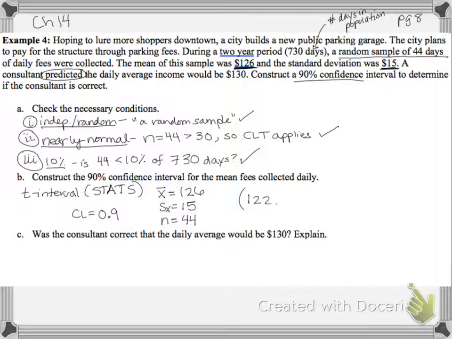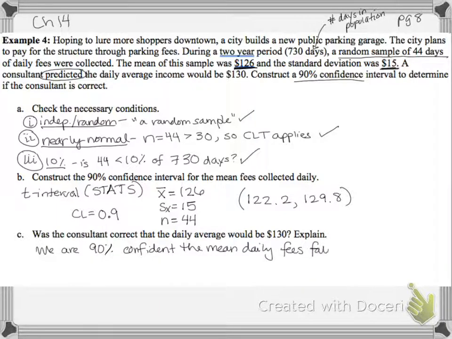So my output is 122.2 and 129.8. So let's interpret this interval. We are 90% confident the mean daily fees fall between, let's put this into dollar amounts, right? $122.20 and $129.80. And then it says, was the consultant correct that the daily average would be $130?